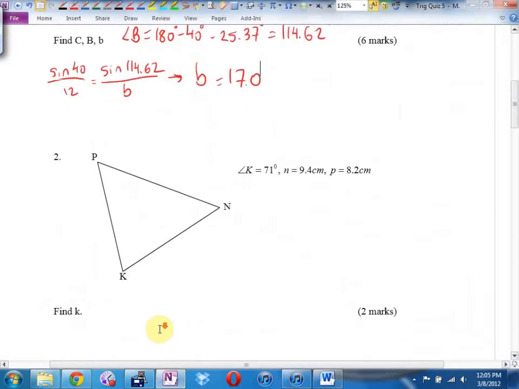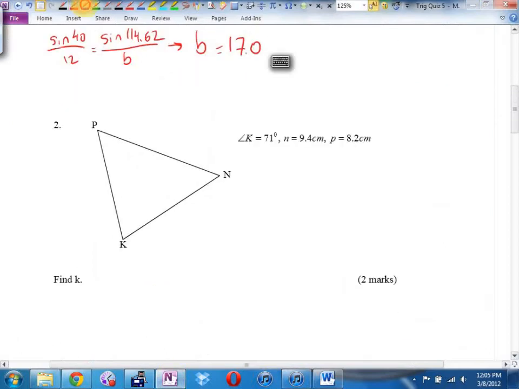Number 2. Angle K is 71 degrees, all right. Little n, 9.4. Little p, 8.2. Find little k.